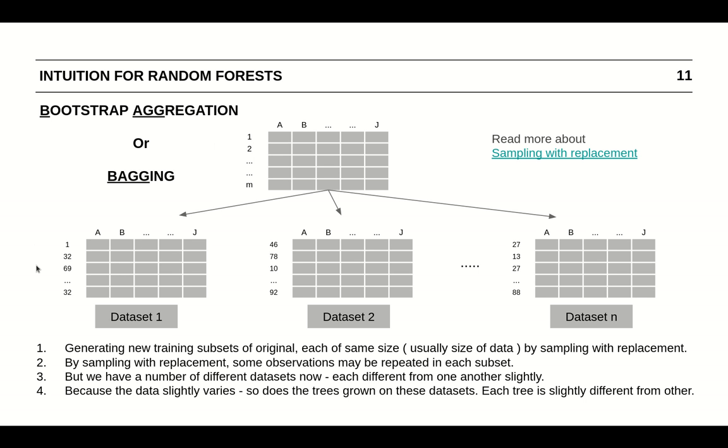We picked up another row. It was 32. We put this back. We take another sample. It was 69. We put it back. And in the same way we do it m number of times to match the size of the original data set. We need not match, but it's often what people do. They create data sets of the same size.